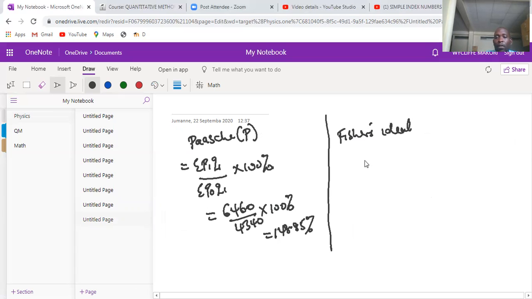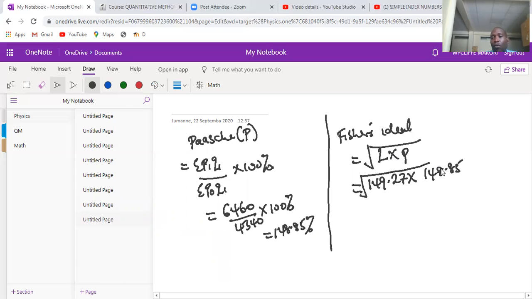After getting that, we can get now the Fisher's ideal price index, which is given by the square root of the Laspeyres price index times the Paasche price index, and we multiply the two and get the square root. In this case, the answer for Laspeyres was 149.27 times the answer for Paasche, which is 148.85. Then we take the square root of the product of the two, and you realize it's going to give you 149.06%.